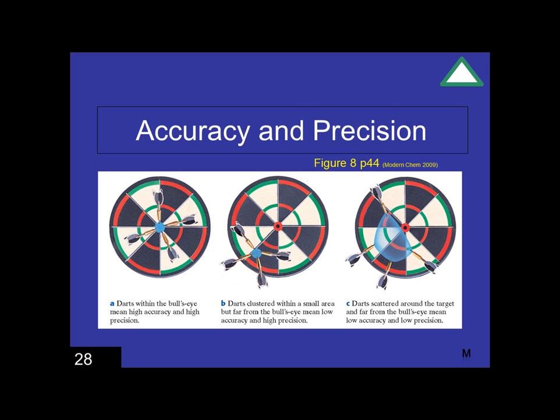Look at the next diagram, letter B. These darts are close to each other, so you would say that they're precise. However, they're not accurate because they're not on the bullseye. In the next diagram C, you'd see the darts are far apart, so they're not precise. They're also not at the bullseye, so they're not accurate either.